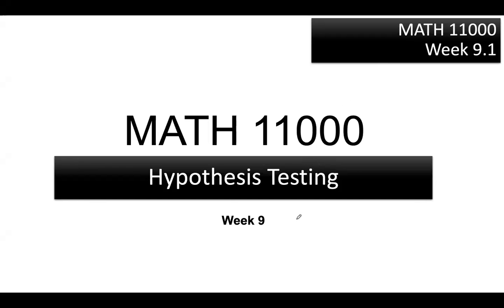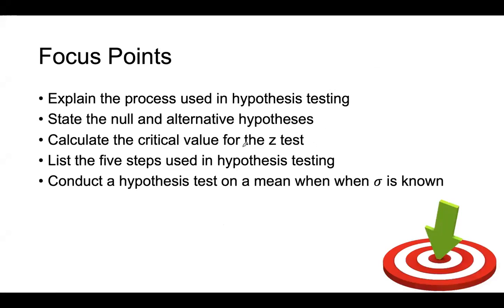So in week number 9, we're going to be talking about hypothesis testing. We're essentially going to explain the process used in hypothesis testing. So it's all about hypothesis testing. We're going to state the null and alternative hypothesis. We're going to calculate the critical value for the Z test. And we're going to do it in steps.